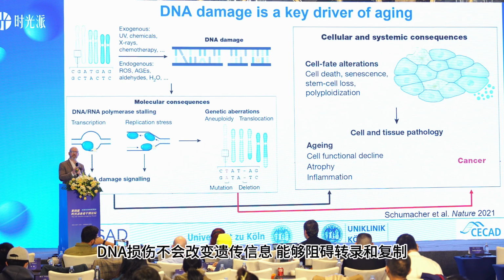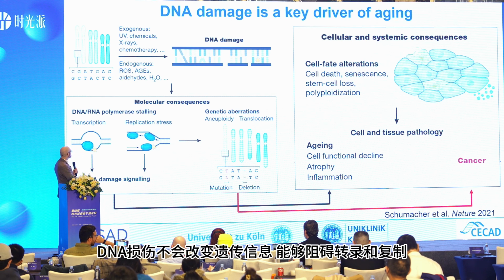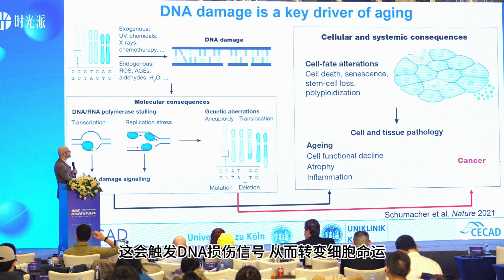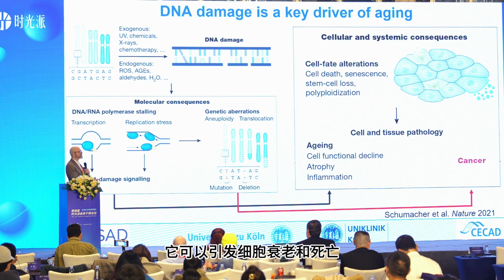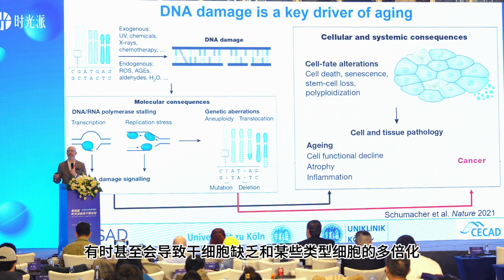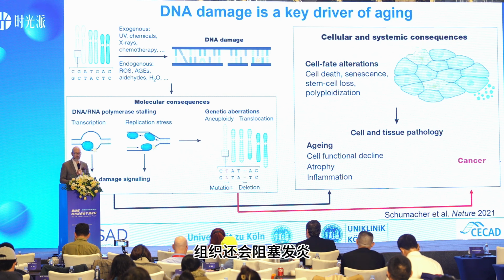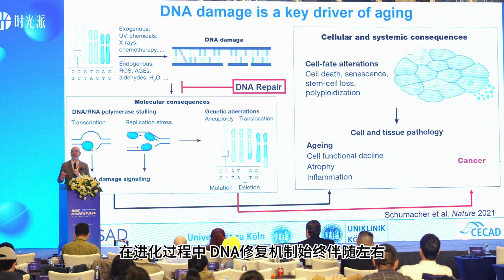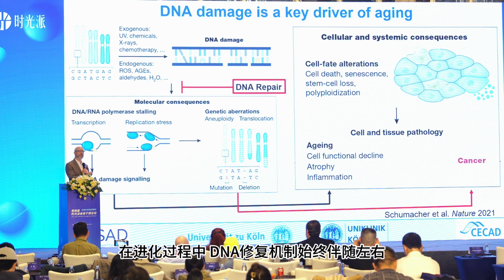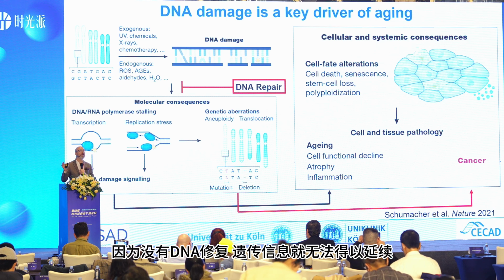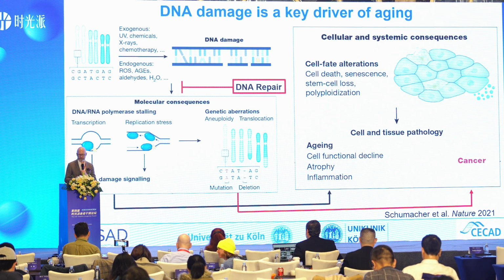But instead of altering the genetic information, DNA damage can also persist and block transcription and replication. This leads to DNA damage signaling that can alter the cell fate. It can trigger cell death. It induces cellular senescence. This can lead to depletion of stem cells, polyploidization in some cell types. And this really alters the functionality of cells. The function declines, tissues become atrophic, and inflammation ensues. DNA repair mechanisms have been with us our entire evolutionary history, because without DNA repair, genetic information could not be maintained.